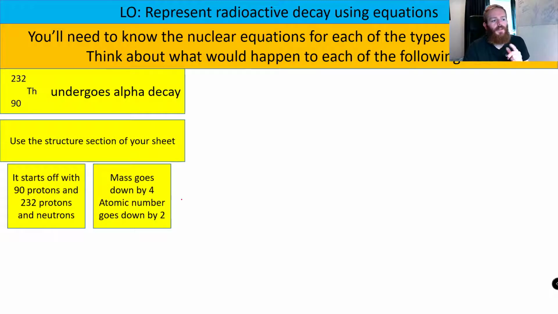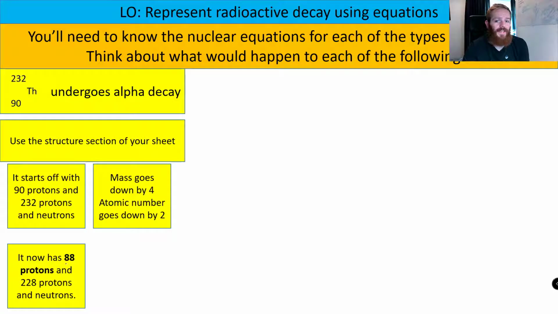Well, if you think about it, the mass goes down by 4 because alpha decay is when it gets rid of 2 protons and 2 neutrons. That's 4 particles with mass. So 4 particles with mass have just been ejected from the nucleus, so its mass number has gone down by 4. Its atomic number goes down by 2. Well, it started off at 90. Remember, two of those 4 particles that had mass were protons. So that is going to affect its atomic number or its proton number, so it goes down by 2. So that then changes these two numbers.